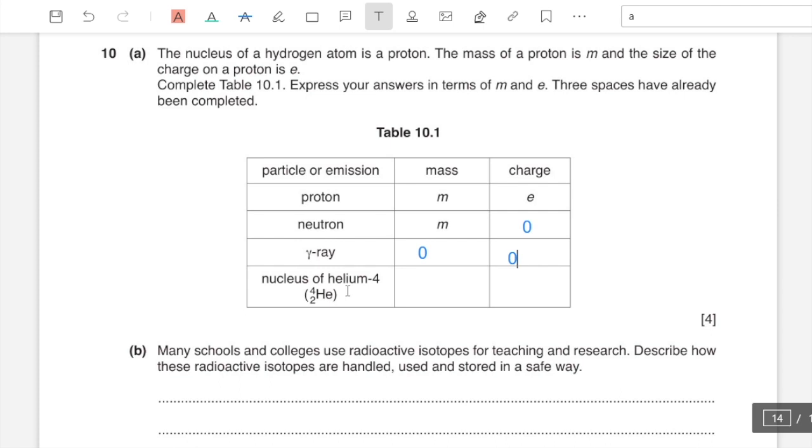Nucleus of helium has 2 protons and 2 neutrons, and since both of them have equal masses, it is going to have m into 4, which is 4m of mass. Charge is going to be 2e, since there are 2 protons and no electrons.